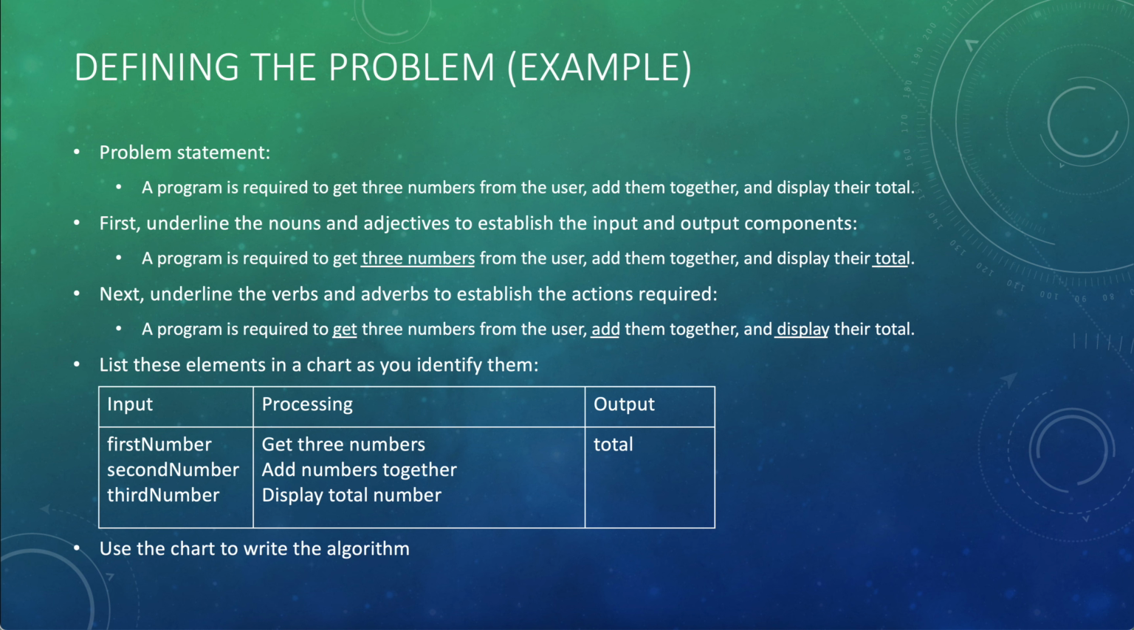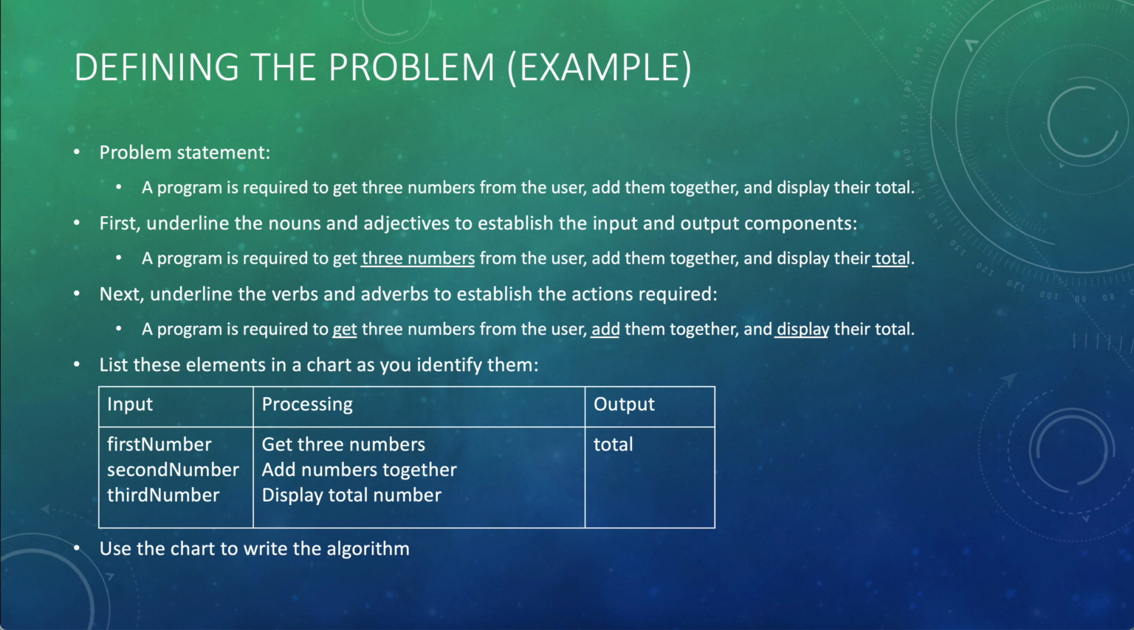So our first step would be to underline the nouns and adjectives to establish the input and output components. If we look at the word numbers, that's a noun. The adjectives can be important sometimes because that may describe the noun. In this case, it says 3 numbers. So we know that it's not just 1 number, it's 3 numbers we need to get. Total is also a noun, and that is the output that we want to get.